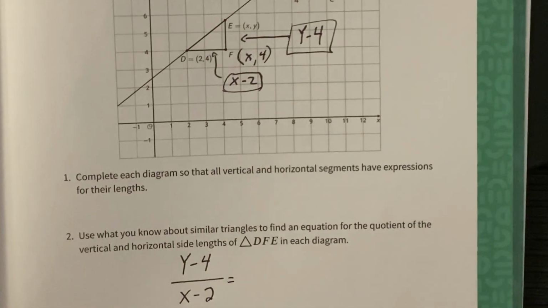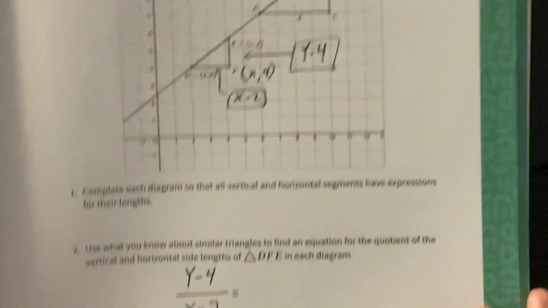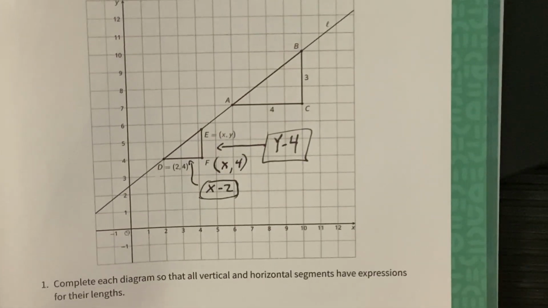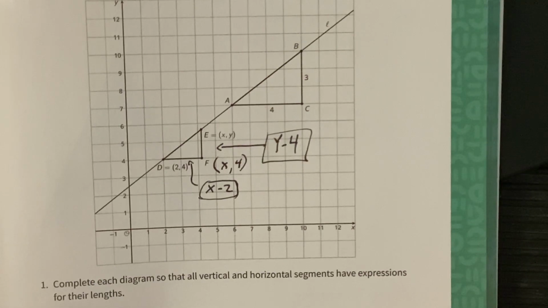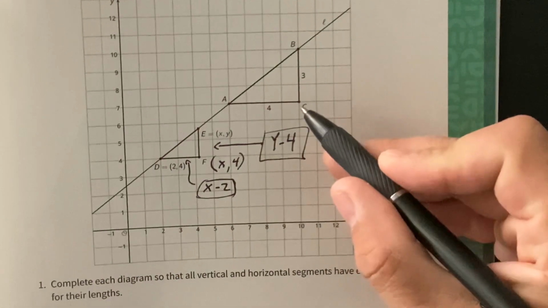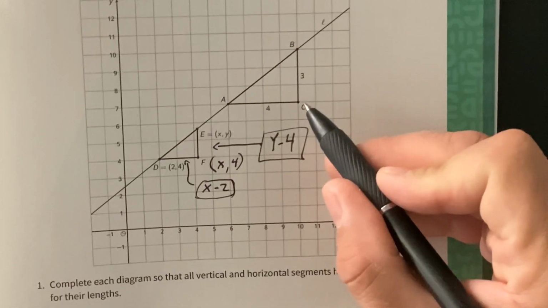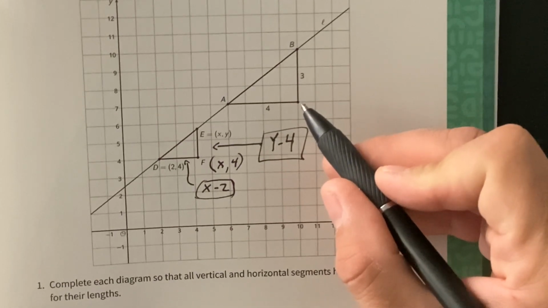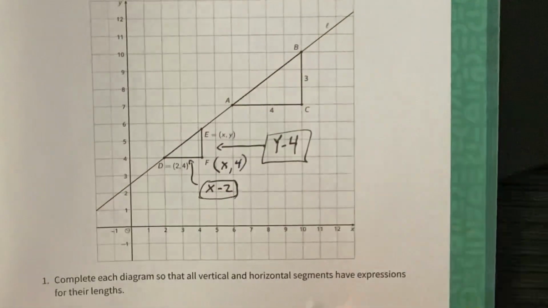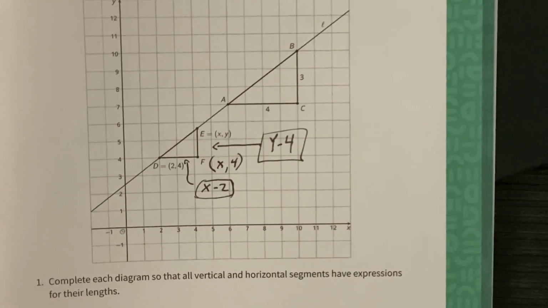Big triangle, vertical segment. Is it X4? On this triangle? The part going up and down on this triangle. It's a 3. Yes, it's a 3. Horizontal, same triangle. 4. Yeah, see, now you got it, right?